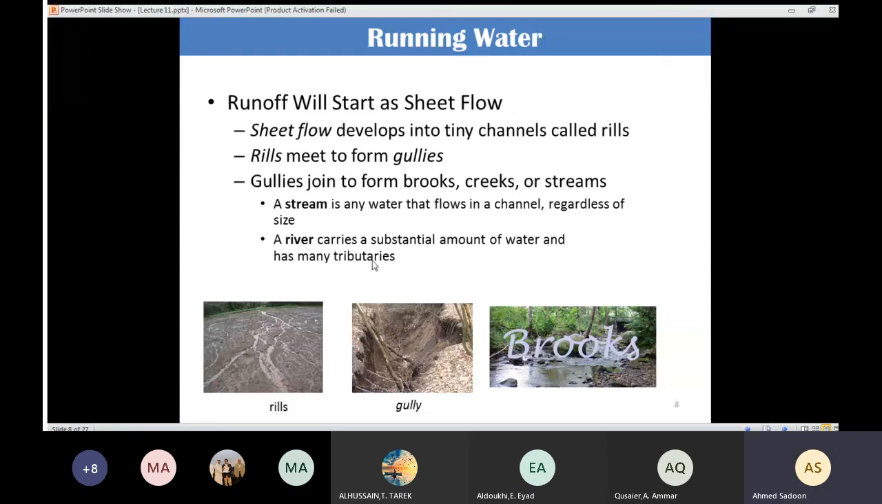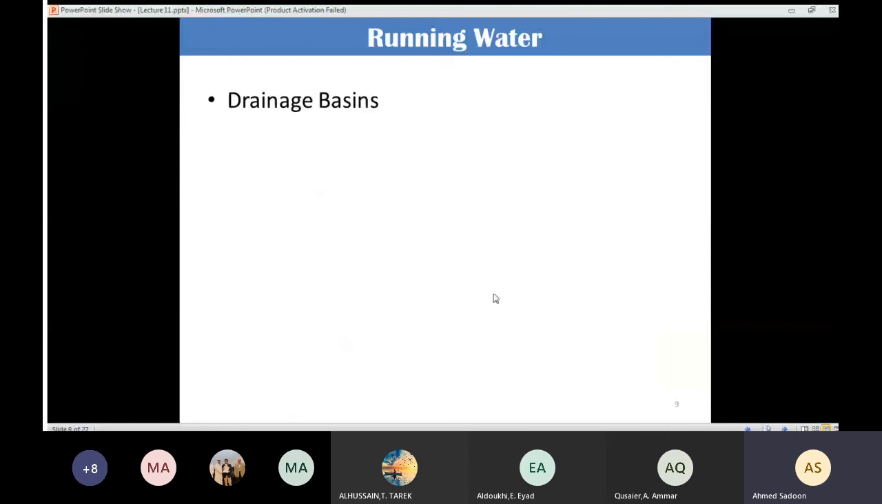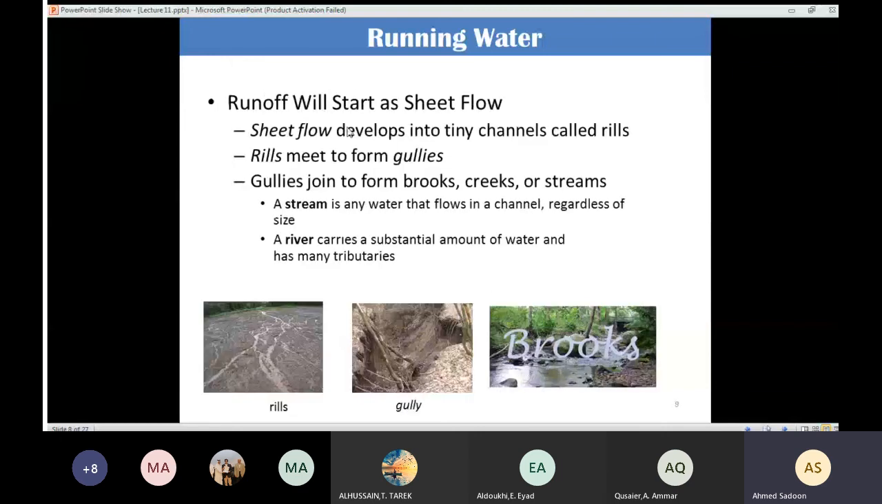Okay, so the runoff will start as sheet flow, then rills will develop, and then they will meet to form gullies, and the gullies will join the streams or brooks or creeks. And finally, most of them will provide water for the rivers. Okay, so any question before we move on regarding the running water? Clear, Doctor. Okay, let's move on then.